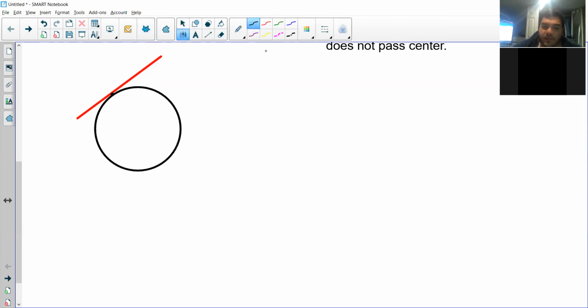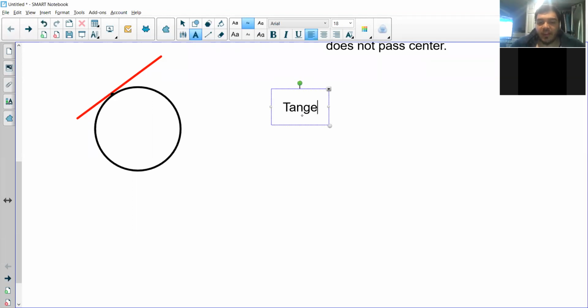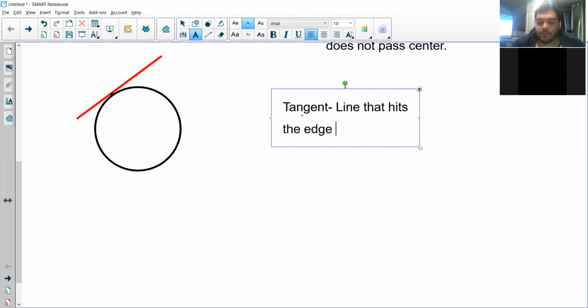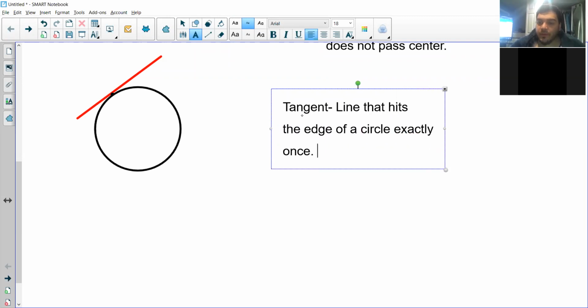That one is a familiar term that we used a lot in the trigonometry section, but this one is called the tangent. A line that hits the edge of the circle exactly once. Very important. The tangent exactly hits it once, just scrapes it like this.